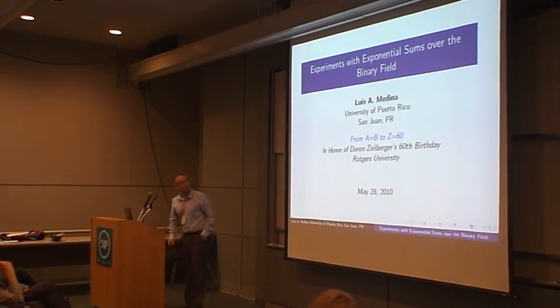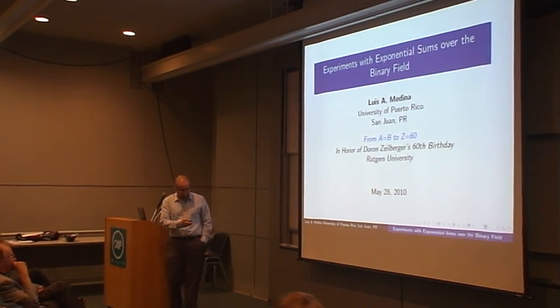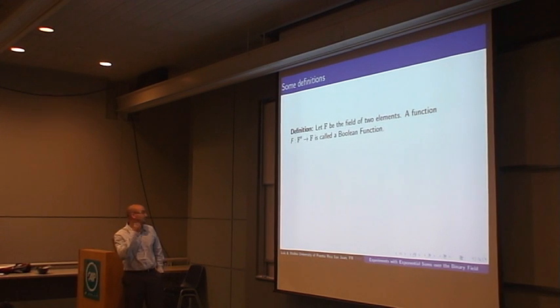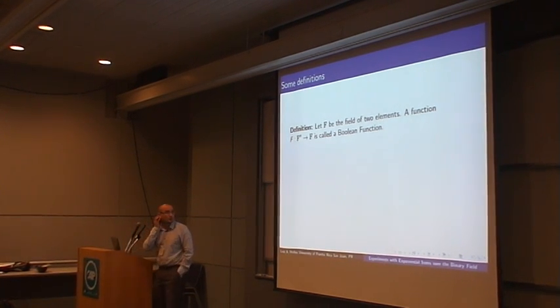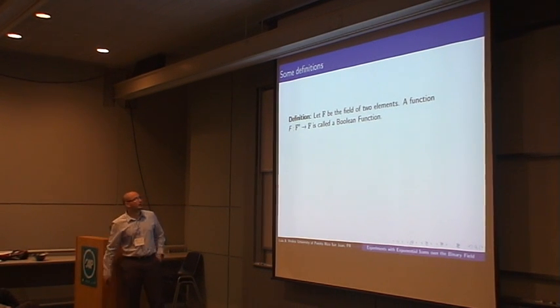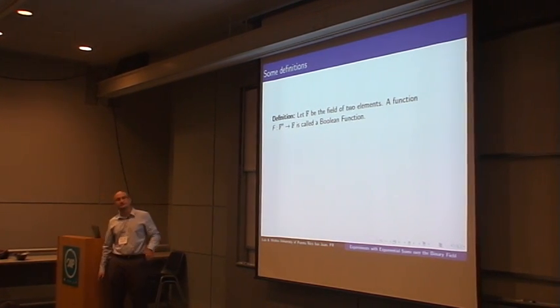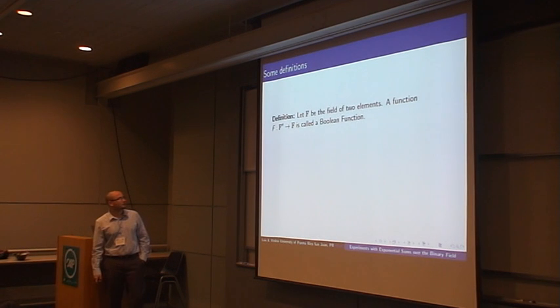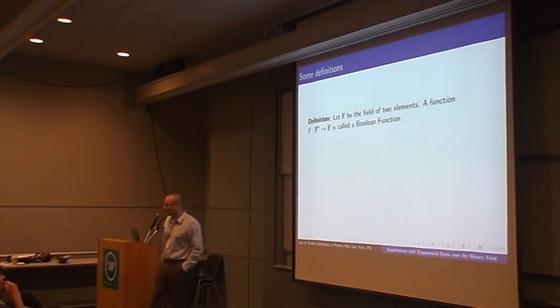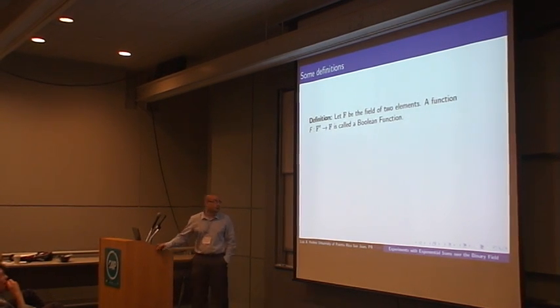Well, my talk will be about exponential sums over the binary field. So I will start with some definitions. The first one is the definition of a Boolean function. We take F to be the binary field, the field of 2 elements. A function is called a Boolean function if it goes from the n-dimensional vector space to the binary field. So that's what a Boolean function is.